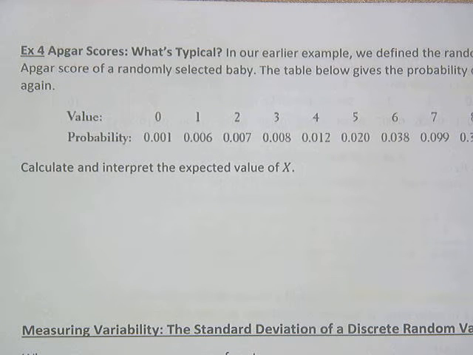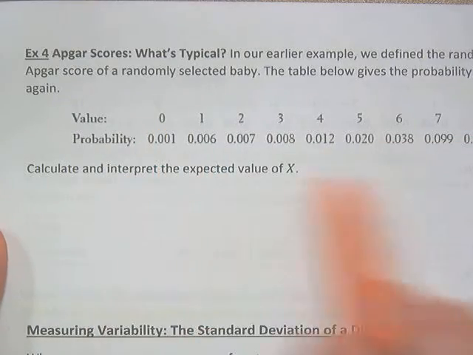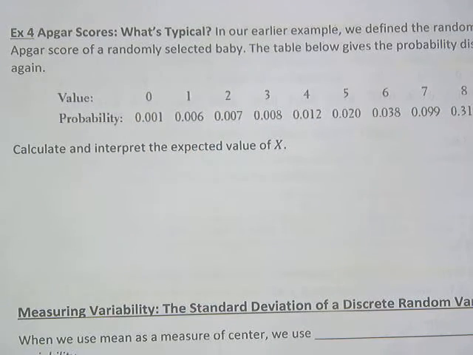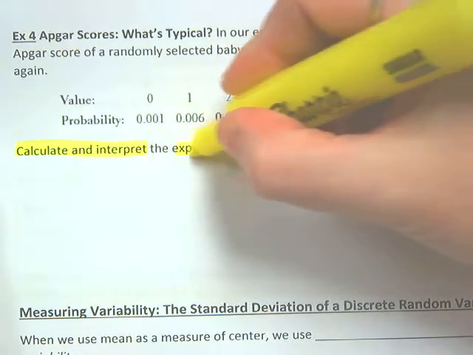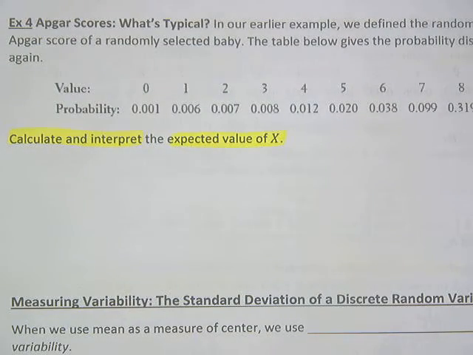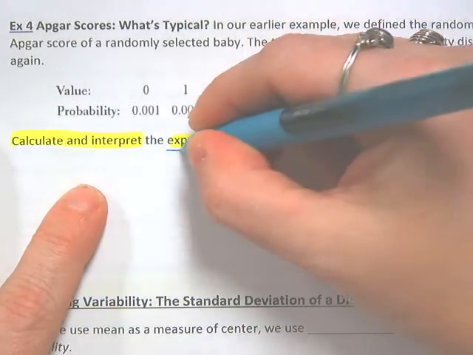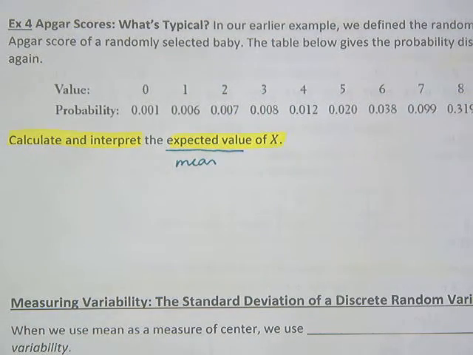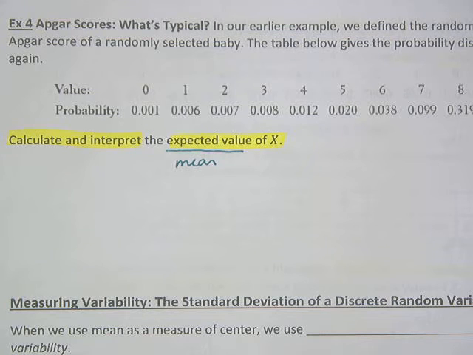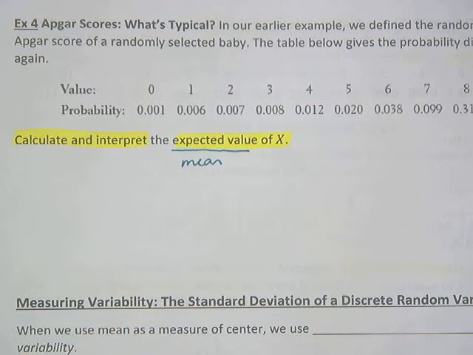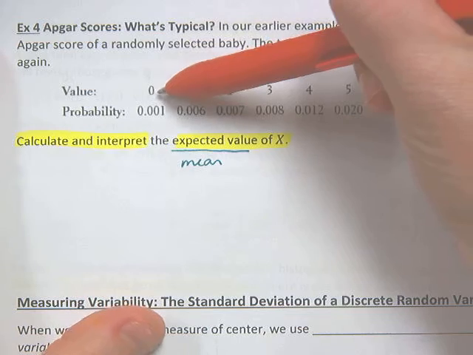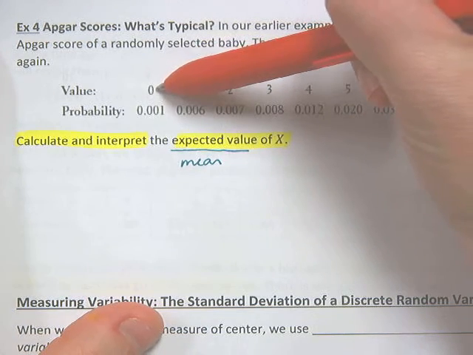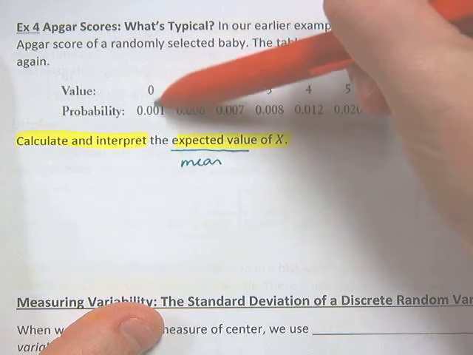APGAR scores again. Here are the values, here are the probabilities. It says calculate and interpret the expected value. Stay with me. That's asking you to find the mean. Here is how you do this. You're going to have to watch me. Look at the screen. You're going to take the value and multiply it by the probability that goes with it.